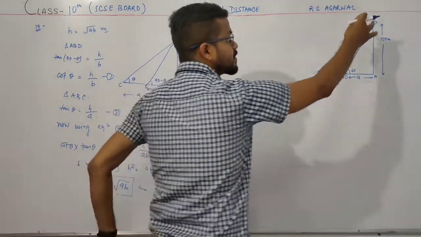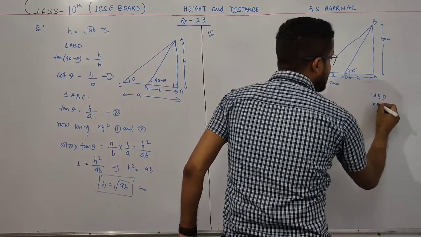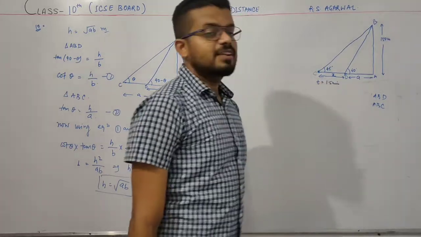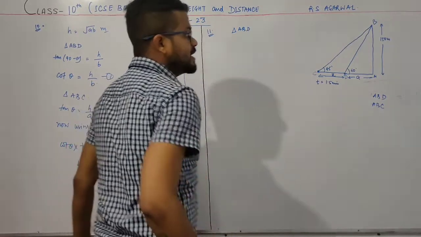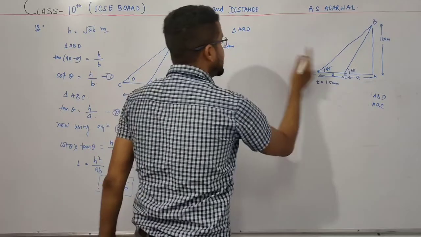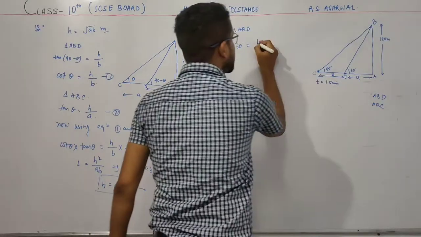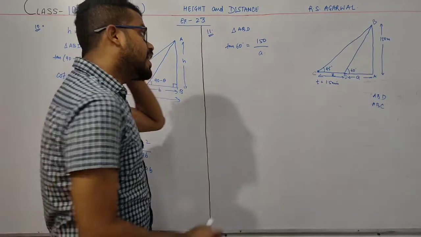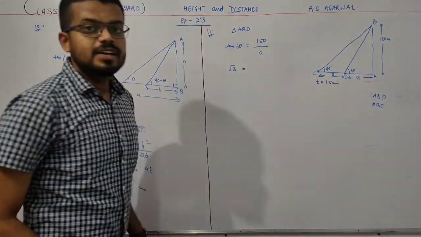So here again there are two right angle triangles, one is ABD and the other is ABC. By using both these triangles we can easily calculate the distance x. So from triangle ABD, again we take tan, and the angle is 60 degrees, the height is 150 meters and the base is a. Now the value of tan 60 degrees is root 3.